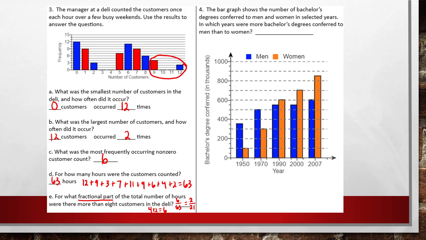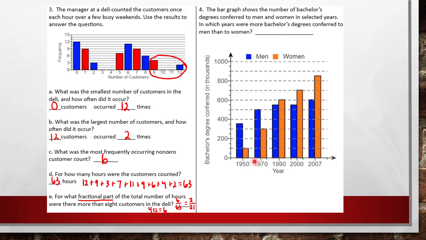Okay, let's look at number 4. The bar graph shows the number of bachelor's degrees conferred to men and women in selected years. In which years were more bachelor's degrees conferred to men than to women? Well, if you look on this graph, men are in blue. Now yours aren't colored, but you can see it's darker. So the darker one is the men, and the women are orange. And of course on yours, it's the lighter gray for the women, just like the boxes, because it didn't print in color.